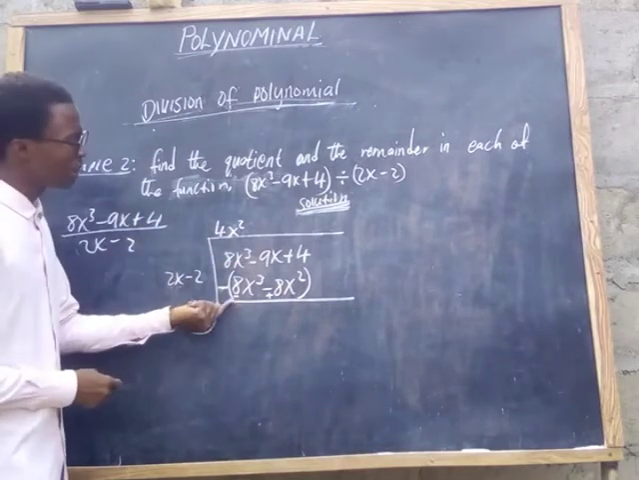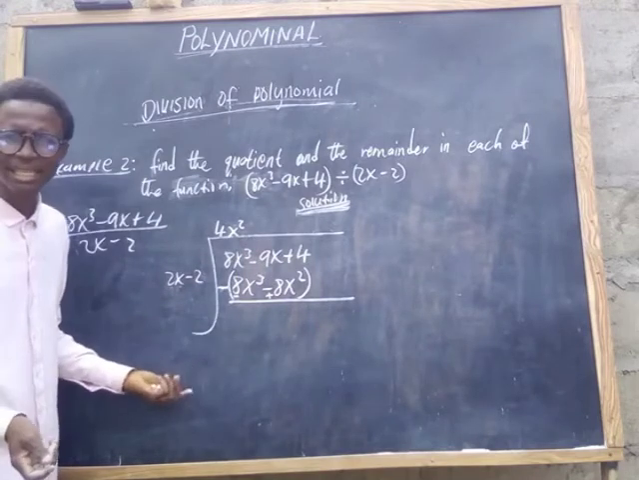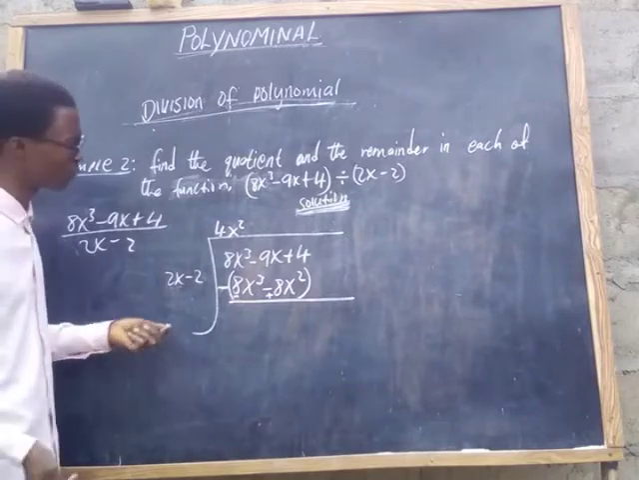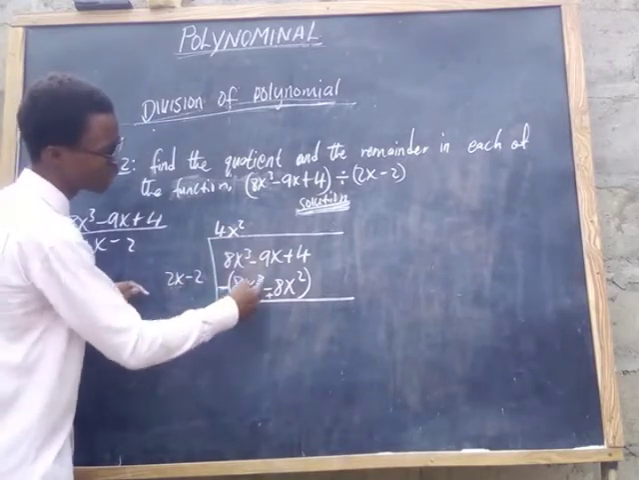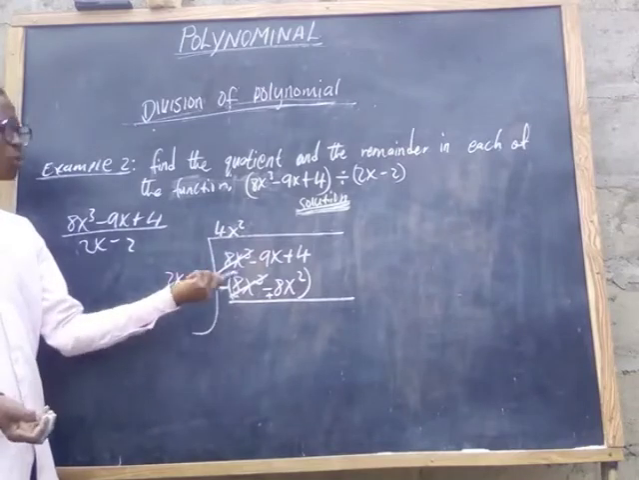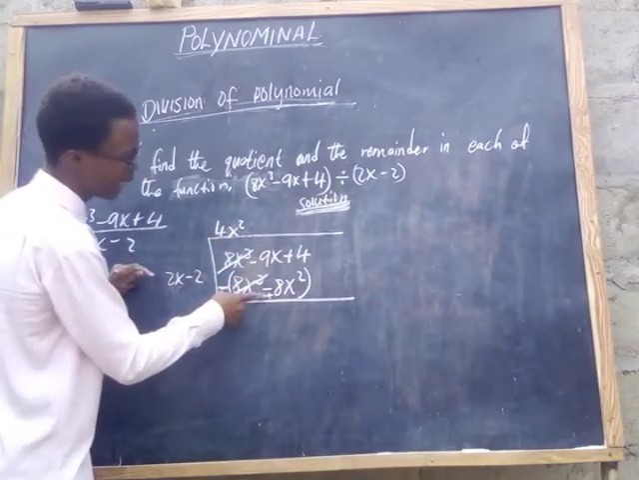8x cubed minus 8x cubed is 0. So 8 minus 8 is 0. Anything you subtract from itself is just 0. So you cancel, because it's 0. Now you go. What is here? x.